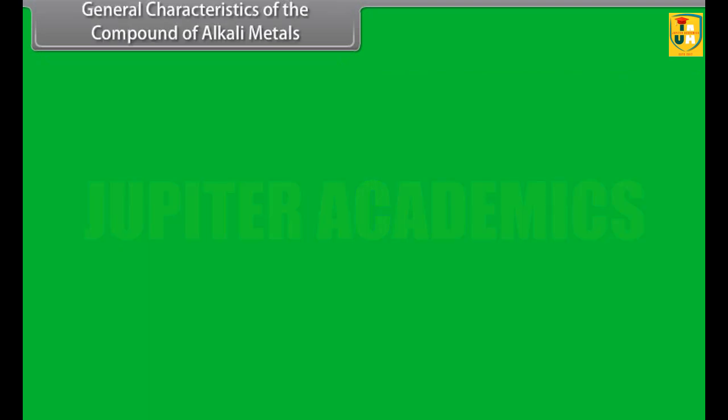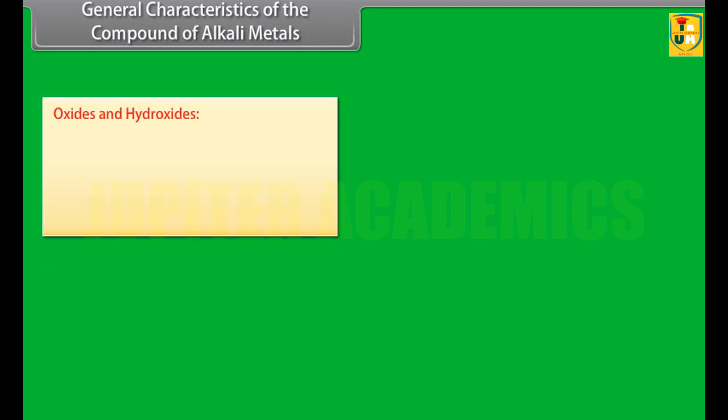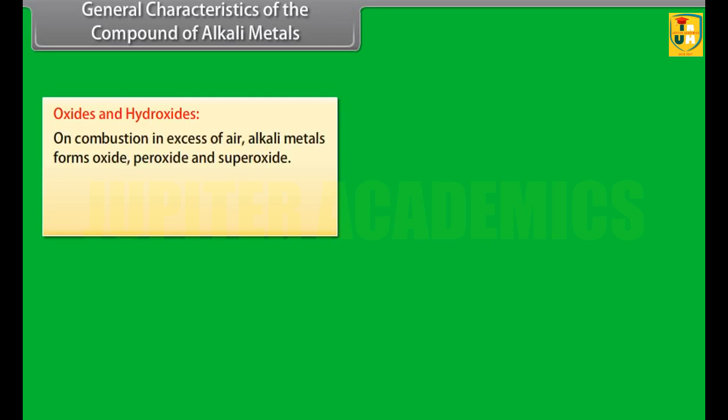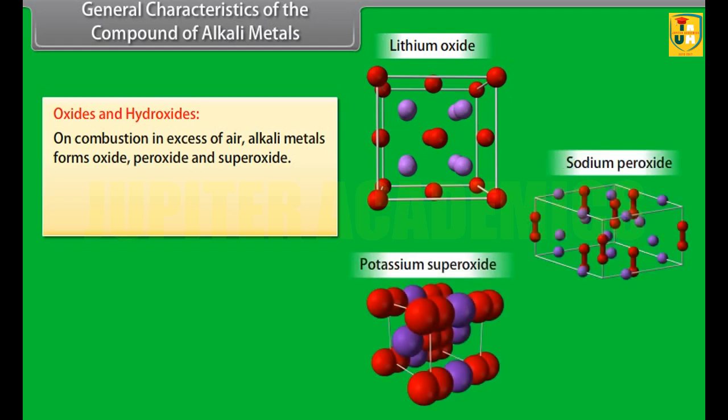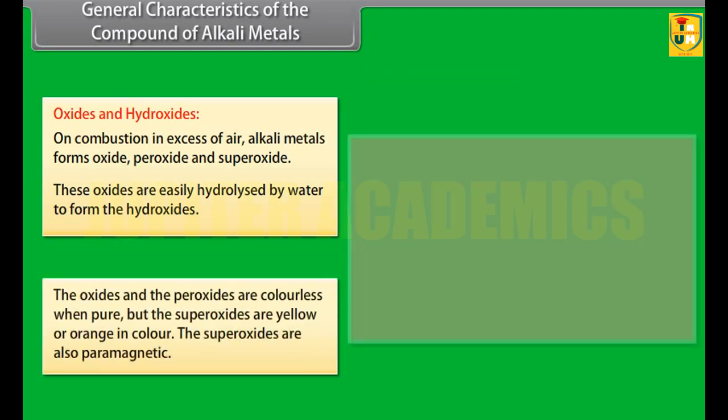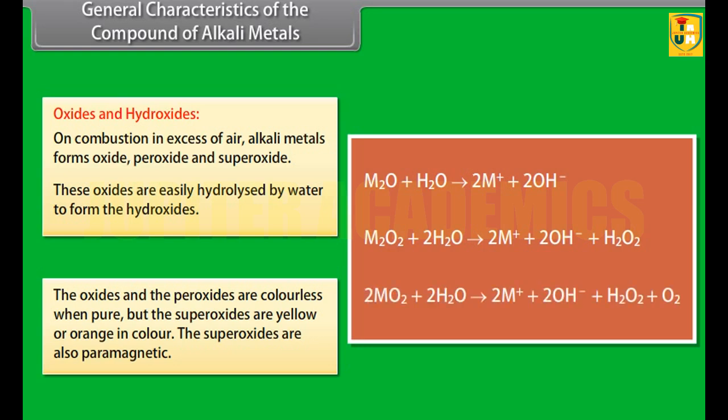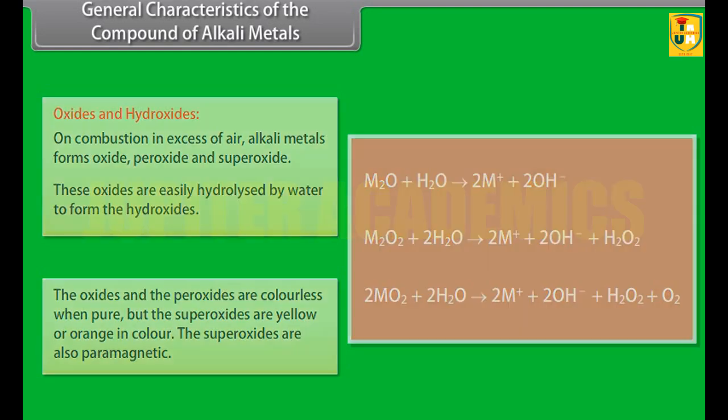General characteristics of the compound of alkali metals. Oxides and hydroxides. On combustion in excess of air, alkali metals form oxides, peroxide and superoxide. These oxides are easily hydrolyzed by water to form the hydroxides. The oxides and peroxides are colorless when pure, but the superoxides are yellow or orange in color. The superoxides are also paramagnetic.